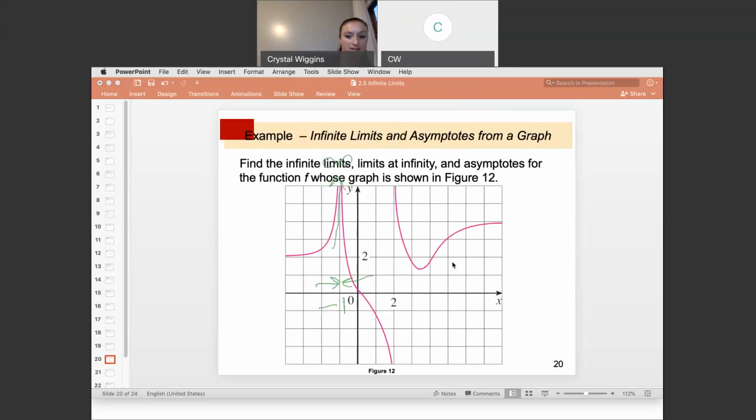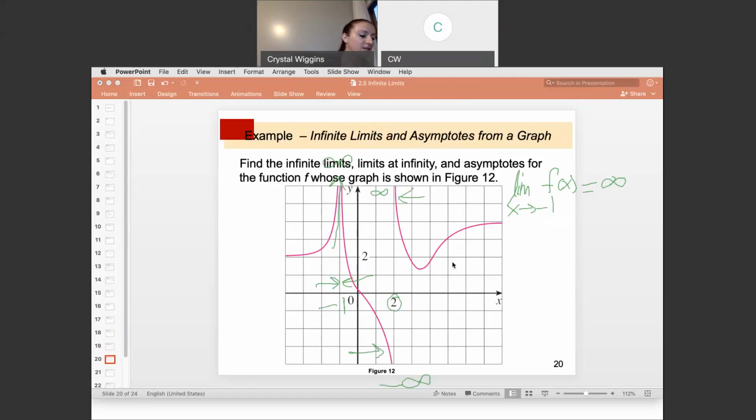So one infinite limit that I see is that the limit as x approaches -1 for this function drawn, we are going to positive infinity. It is getting really, really big. I also see that coming from the left side and approaching 2, I am going to negative infinity. And if I approach 2 from the right side, my limit is going to positive infinity. So let's write those out.